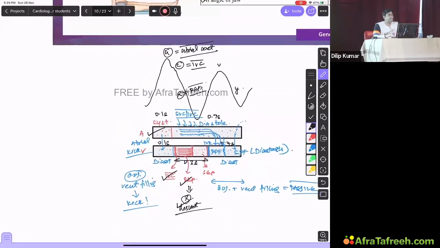Once the rapid ejection phase is over, the atrial floor cannot keep going down. At one point it will stop. Once it stops, the SVC and IVC will start filling the atrium. Slowly the pressure will start building because of the venous filling, and that is why we get the V wave. Venous filling means the blood from the SVC and IVC is filling and overflowing in the atrium. That's why it's called V wave, venous filling.